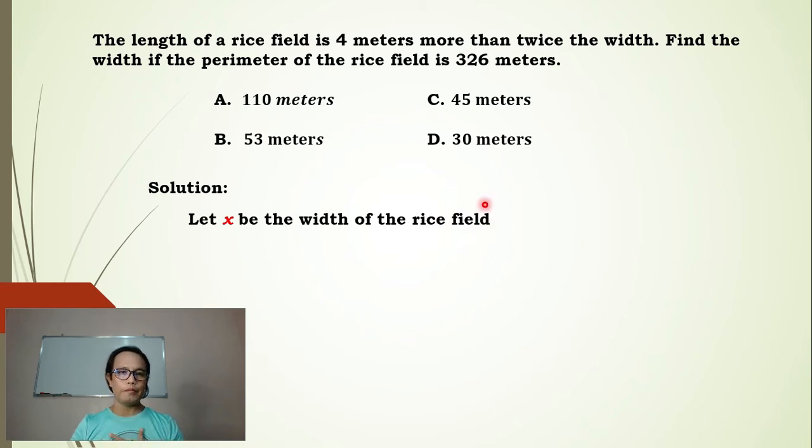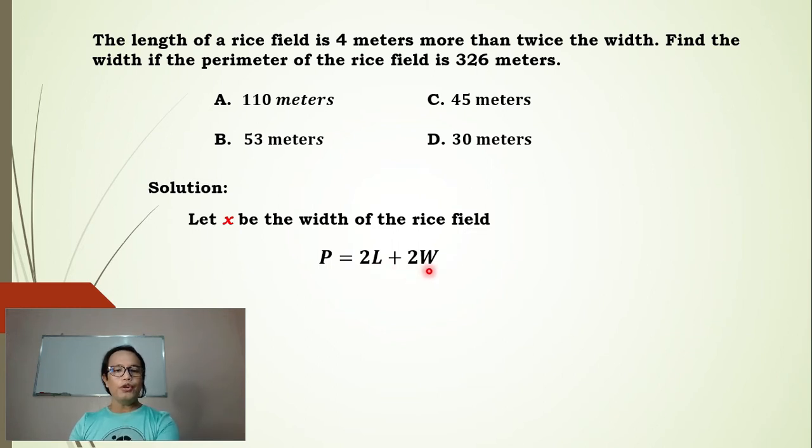rice field. Now, since of course the problem is talking about the perimeter, we will be using the formula in finding the perimeter of a rectangle, which is the perimeter equals 2 length plus 2 width.